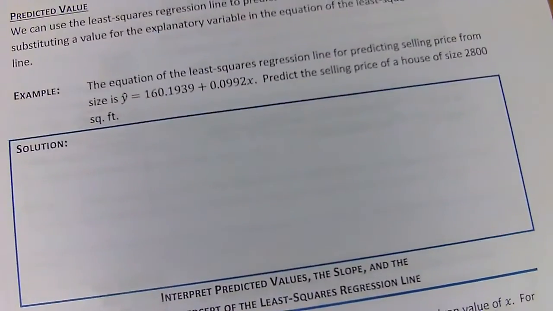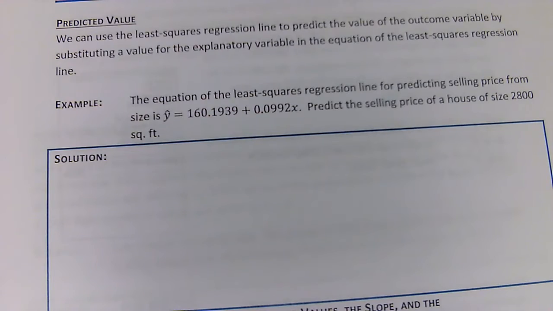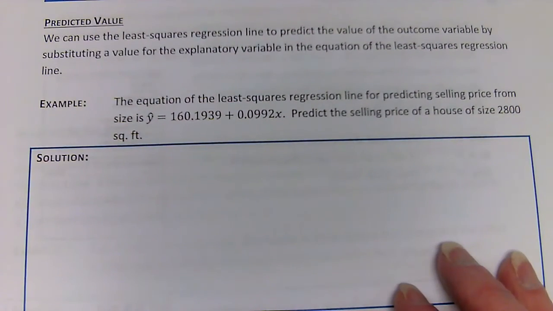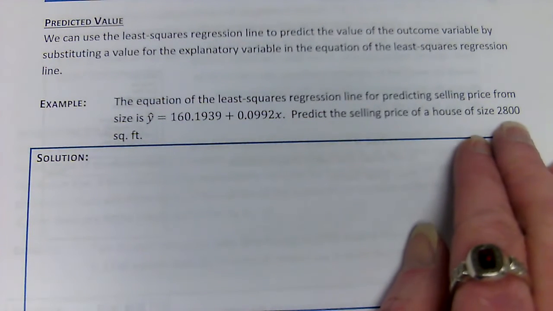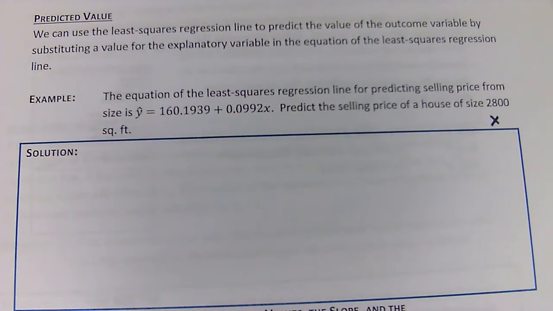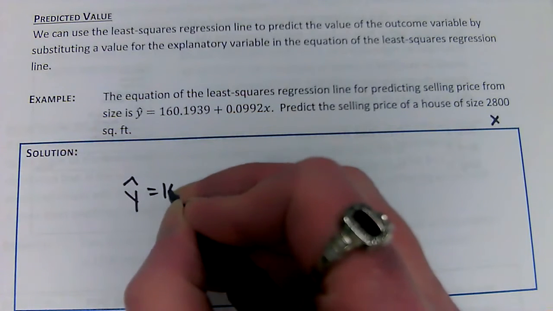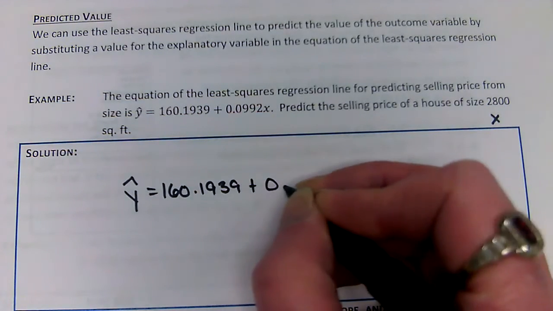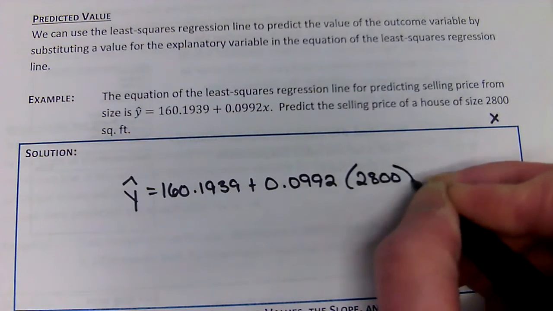And now let's talk about that predicted value. We can use the least squared regression line to predict the value of the outcome variable by substituting a value for the explanatory variable. So if we have this equation line and we want to predict the selling price of a house of size 2,800, then we'd plug in 2,800 for X.